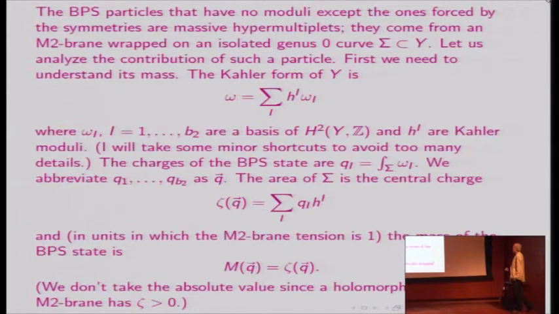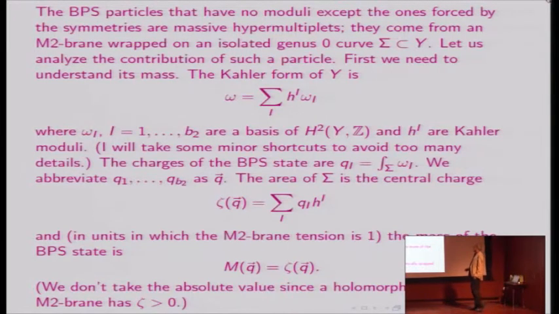The area of sigma is the central charge, which is the sum of the moduli H times the charges Qi. This formula just comes from the fact that zeta is the integral of omega over the world sheet. And if you use this expansion for omega and this definition of the charges, you get a formula for the central charge of the BPS state.